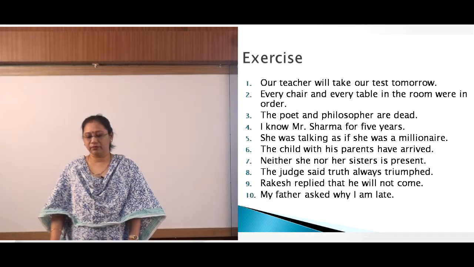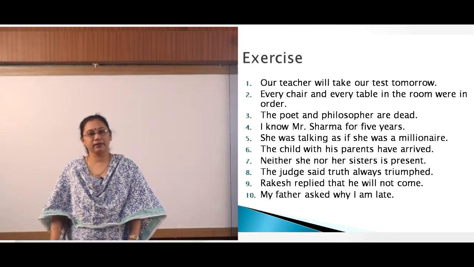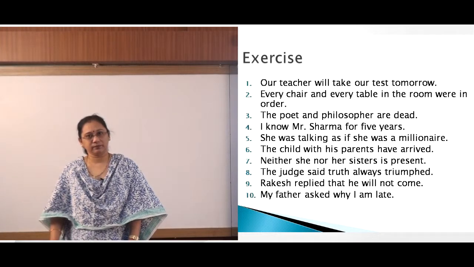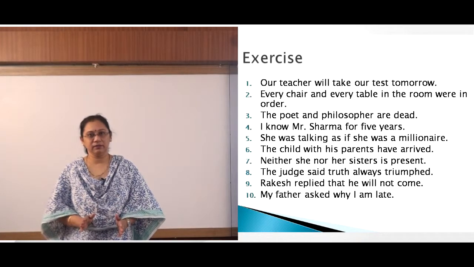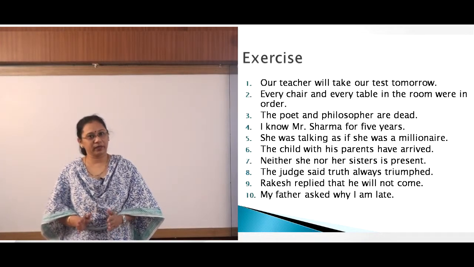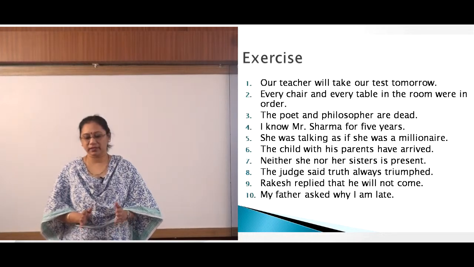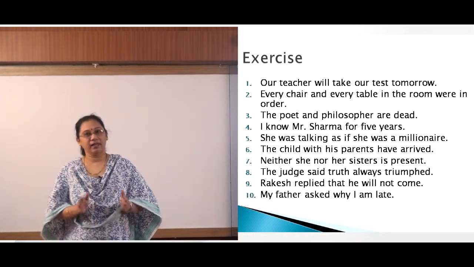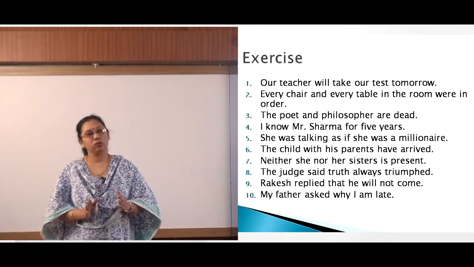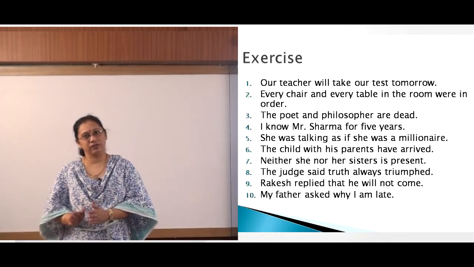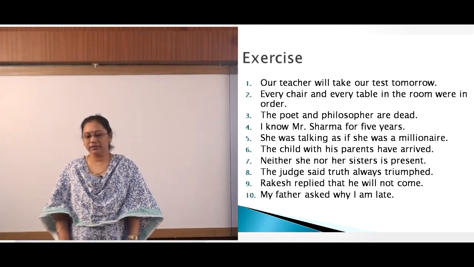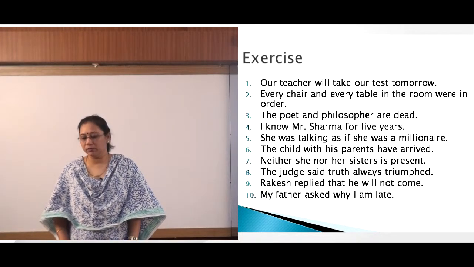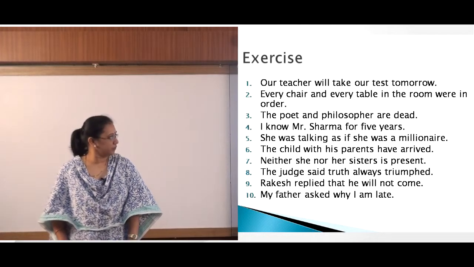Every chair and every table in the room were in order. We are talking about every chair, every table, which were or was. So your sentence would be: every chair and every table in the room was in order. Each one was in order. They were placed in an orderly way.